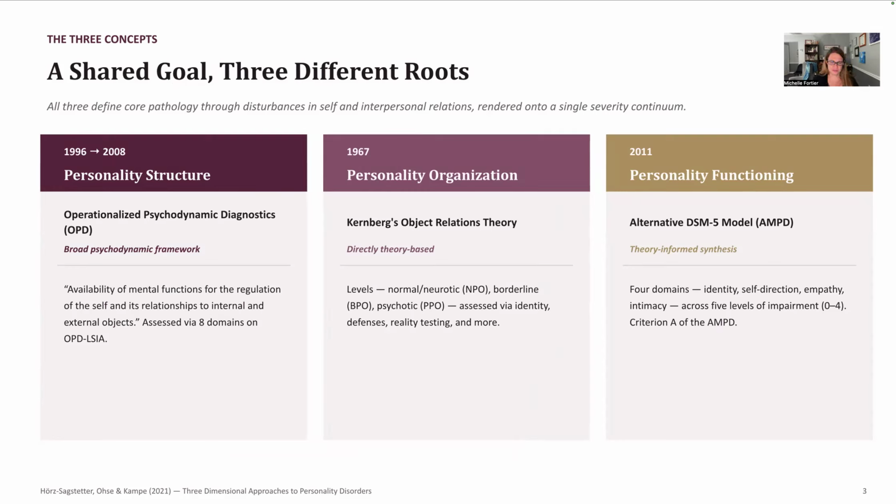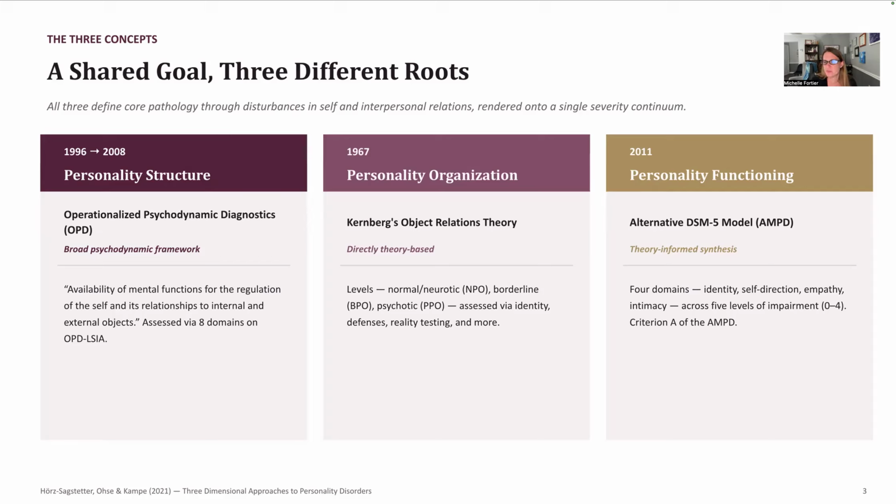Off to the left, from 1996 to 2008, we have personality structure, Operationalized Psychodynamic Diagnostics, OPD. It's a broad psychodynamic framework, the availability of mental functions for the regulation of the self and its relationships to internal and external objects, assessed via 8 domains on the OPD-LSIA. In 1967, we have Kernberg's object relations theory for personality organization. It's directly theory-based, with the levels normal, neurotic, borderline, and psychotic, assessed via identity, defenses, reality testing, and more. In 2011, we have personality functioning, the alternative DSM-5 model, the AMPD.